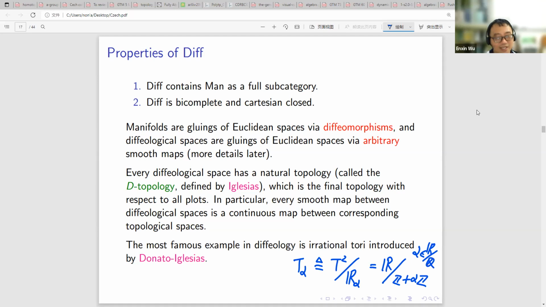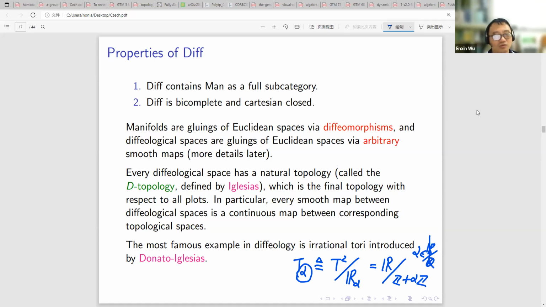Okay, I should say not quotient, but I should say its difference. Sorry about that. Anyway, it has no topology. But the funny thing is this arithmetic of alpha can somehow be reflected by the diffeological structure of T alpha.